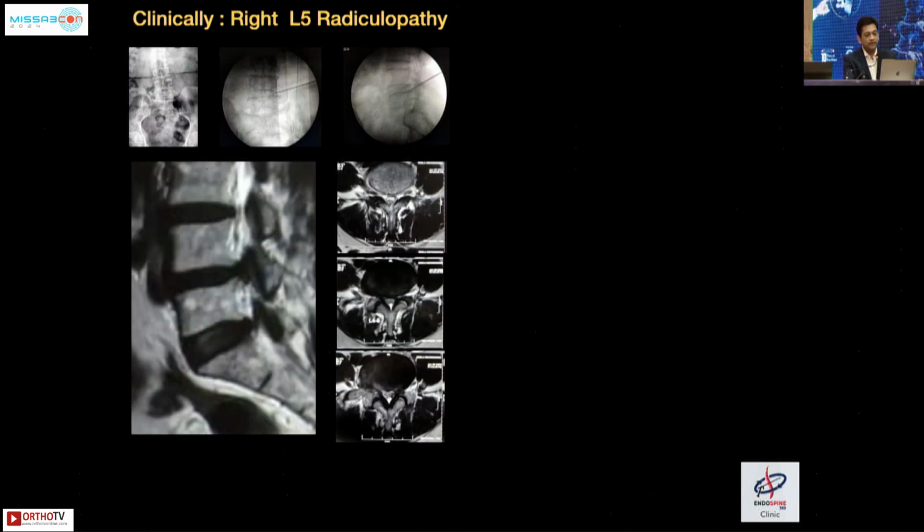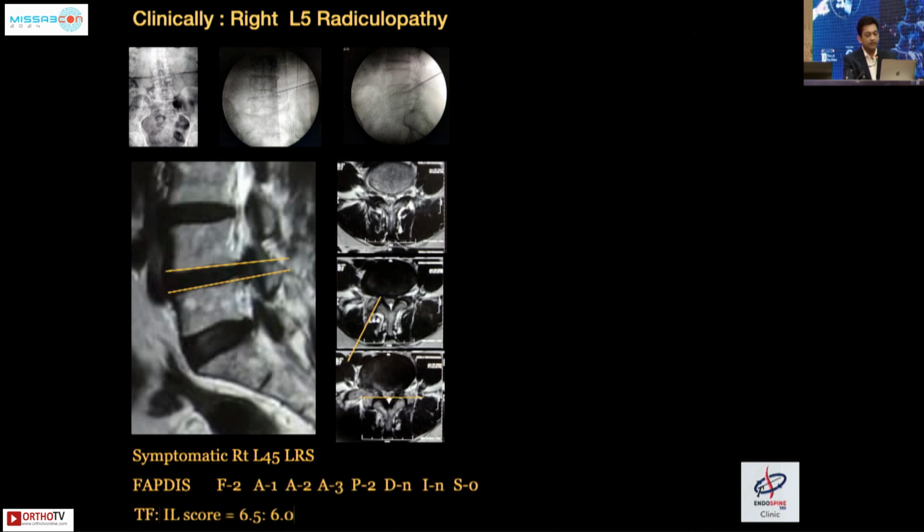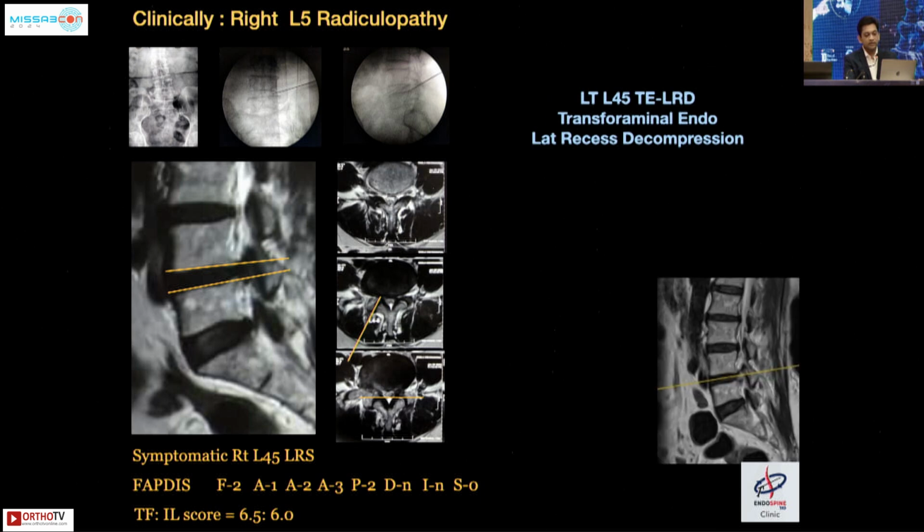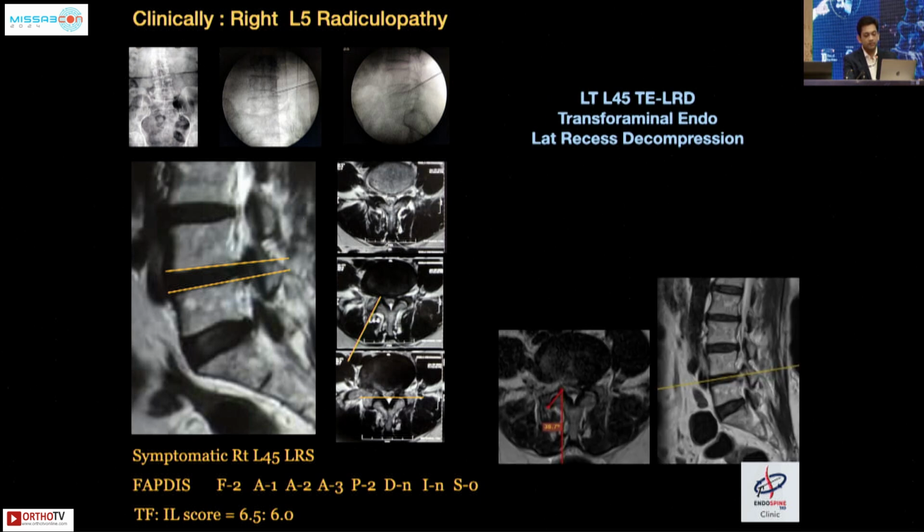Same as well, this is a right L5 radiculopathy. If we consider the FAPDIS factors, it's F2 type facets, A1, A2 pathology, A3 pathology, no lateral stenosis, that means P2, and dorsal near migration, inferior near migration, and no superior migration. The score is transforaminal 6.5 to 6. So we decided to go for the transforaminal approach, and we did transforaminal endoscopy in this.